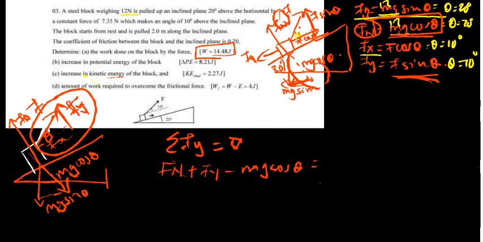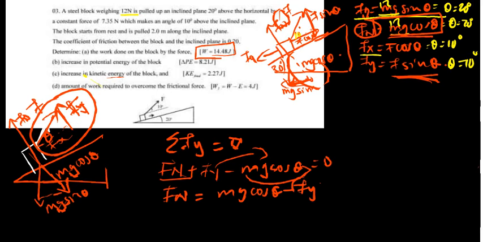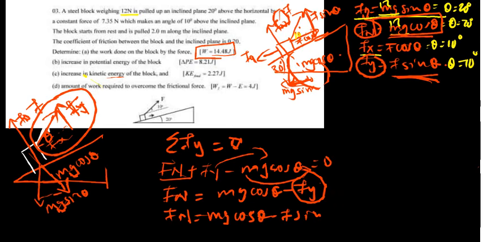So if I want to make Fn the subject of the formula, then Fn is going to be equal to, I'm going to shift this guy to the other side, it's going to be negative, this one to the other side is going to be positive, so mg cos theta minus Fy. So what is our Fy here? Our Fy is F sine theta, so Fn is going to be given by mg cos theta minus F sine theta. That is the reason the formula changes when there is an angle.